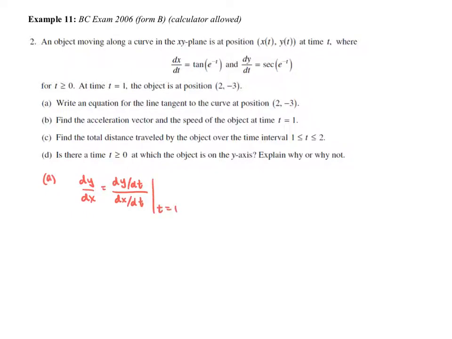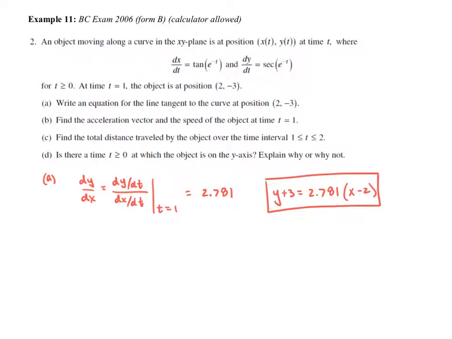In terms of your communication to whoever is reading the test, whether it's your teacher or someone reading your AP exam, you're communicating what the slope equation is, then you're communicating that you're plugging in t = 1, and you get 2.781 on your calculator. Remember, always round to 3 decimal places. So the answer here, the tangent line, is y + 3 = 2.781 multiplied by (x - 2). Okay, let's try part B.